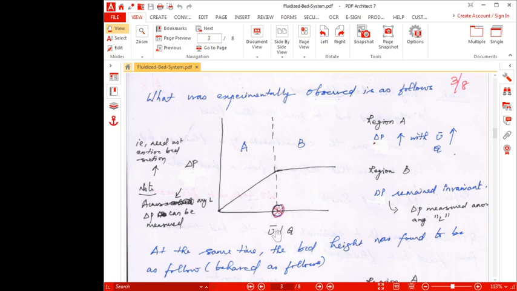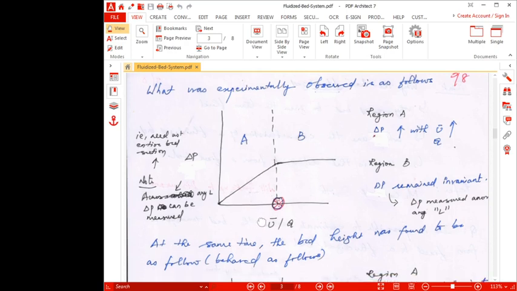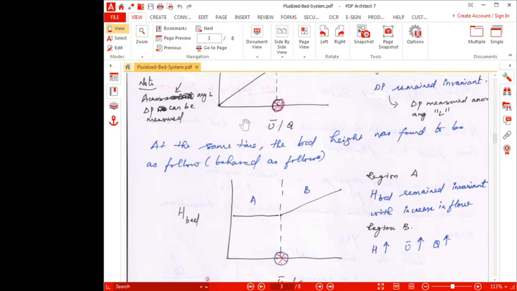But something contrasting happens here: the pressure drop does increase in region A, but in region B, what you see is the pressure drop is almost constant. It is fairly constant, it does not change. Along with this observation, something else is also experimentally observed, what is shown here, the height of the bed.